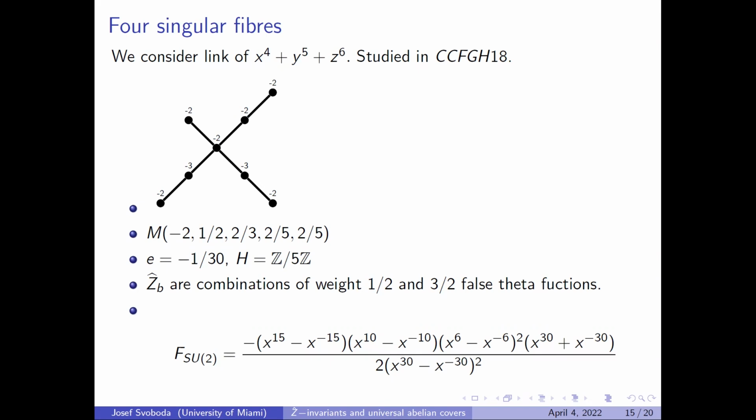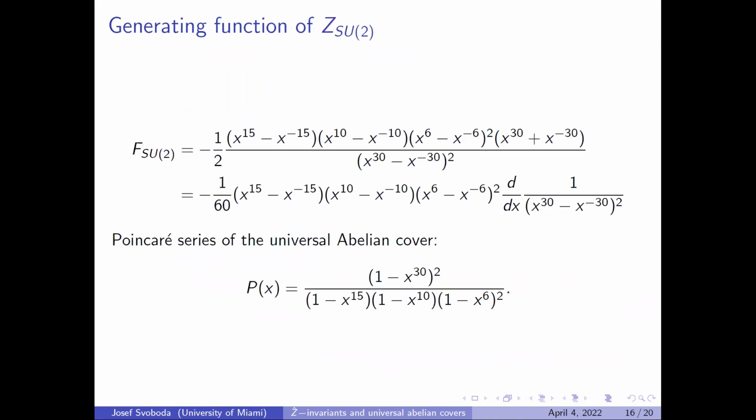So it was my naive hope that we get just something which is pretty much related to the Poincaré series. But we can write it in this way. So we can write it as these 3 terms, or actually 4 terms. And then this is just the derivative of this function 1/x^30 minus x^(-30). I have no idea why, but it seems very promising that this formula can be generalized to at least all the star-shaped singularities.